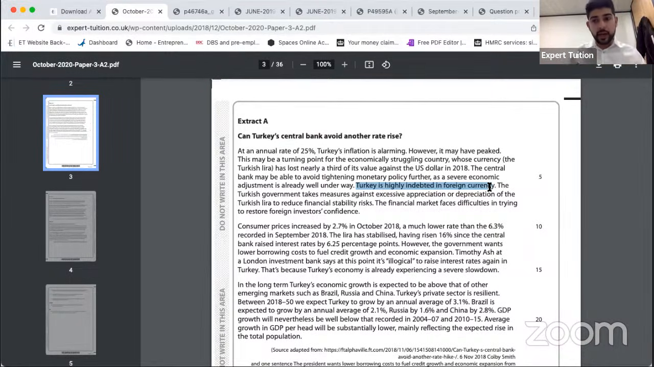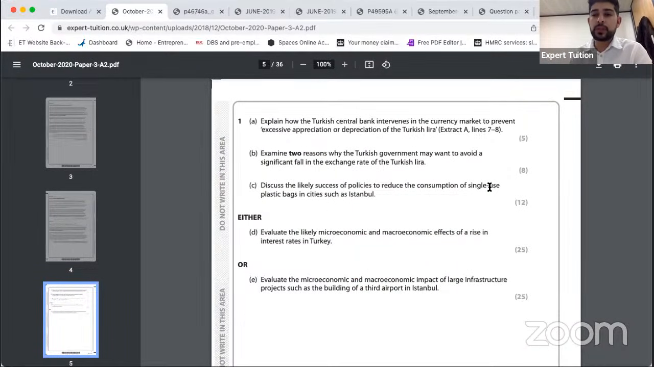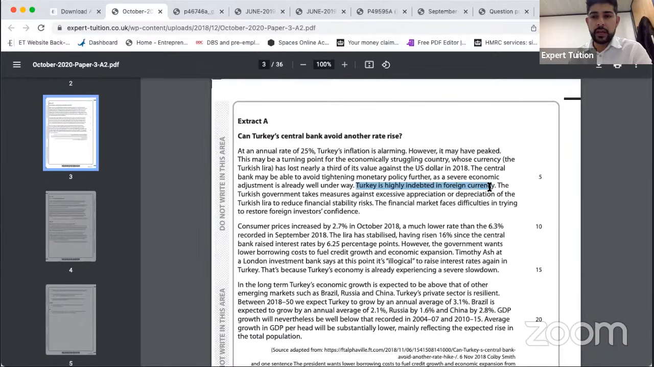I want you guys to leave a line now and do a second analysis. Don't do the evaluation of the marker until at the end. And it should be like 2 lines. Second analysis is another reason why the central bank, or I think there's a government here, may want to avoid a significant depreciation of the lira, is to avoid further inflation. Okay, open quote, at an annual rate of 25%, Turkey's inflation is alarming, close quote. Then you basically say that a depreciation of the lira makes imports more expensive, and thus the costs of production for Turkish firms are likely to rise. As a result, SRAS is likely to shift inwards, leading to even further inflation, as there would be cost push inflation.